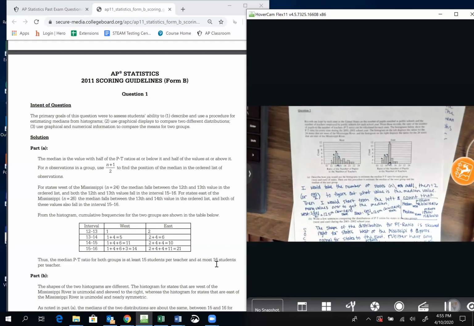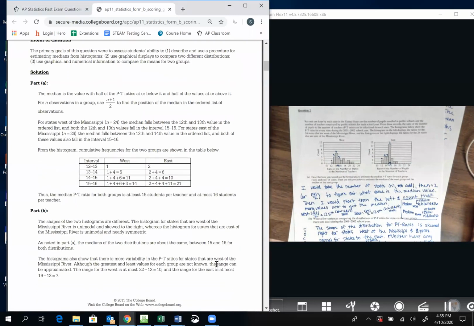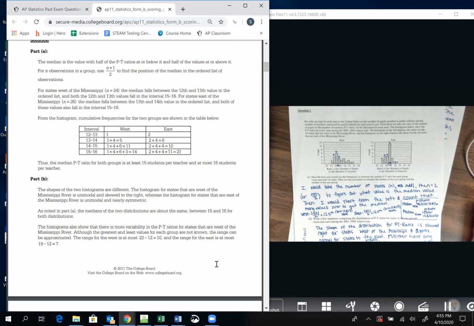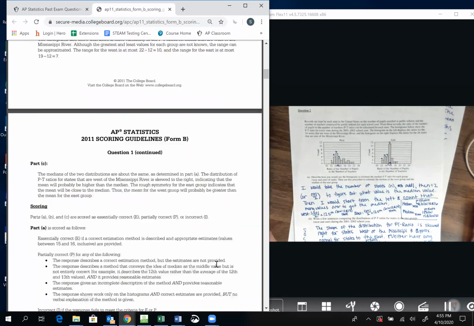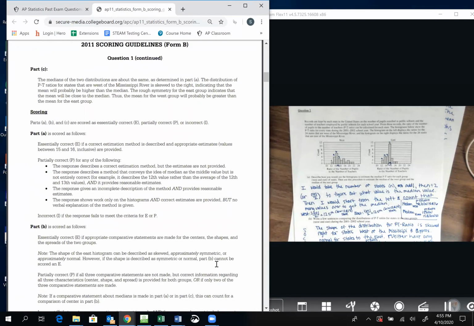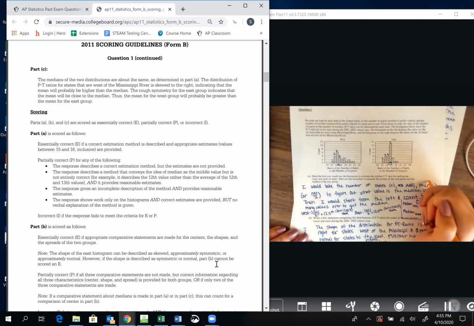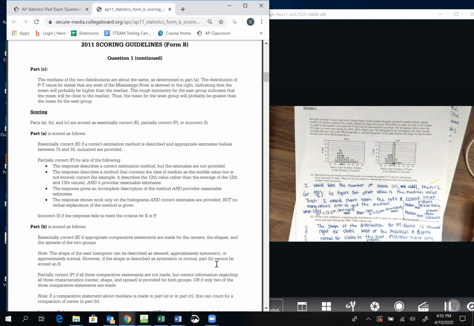So let's look at the scoring guideline and see what they asked for. Oh, we're not there yet. There we go. Essentially correct if the correct estimation method is described and appropriate estimated values between 15 and 16 are provided. Okay, I had all that. I had the between 15 and 16. I described the method. Partially correct, so I have an essentially.